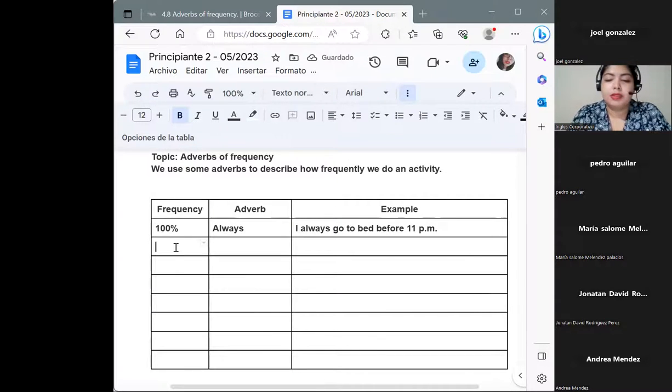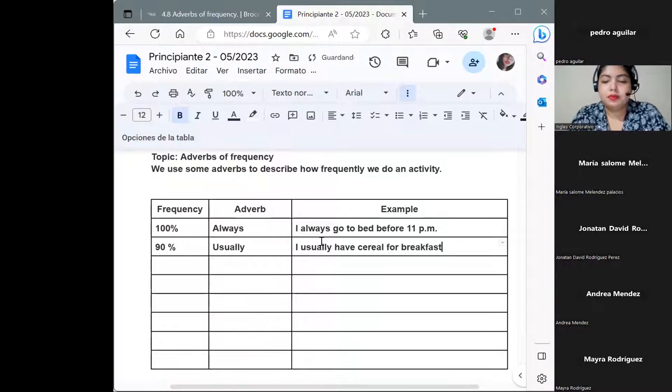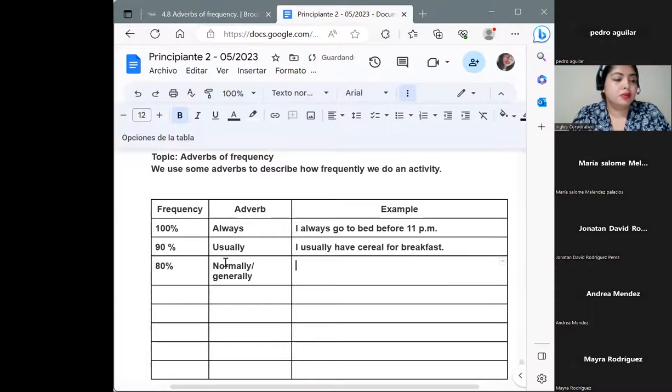Next one. We have 90%, and in this case we have the word usually. I usually have cereal for breakfast. Then we have the other one that is 80%, that is normally or generally. I normally go to the gym.